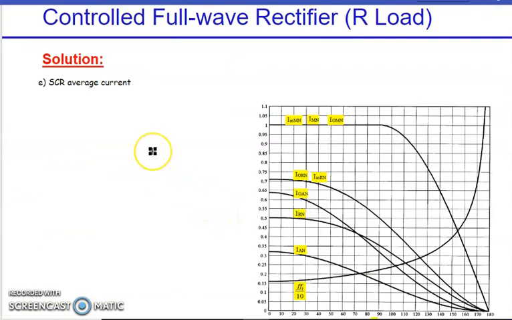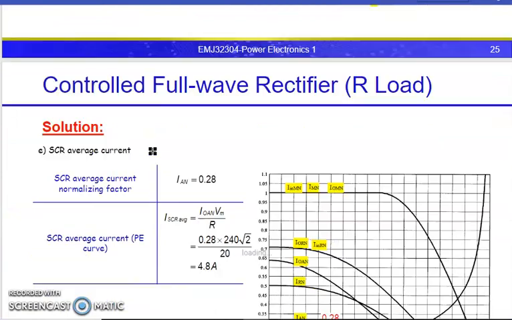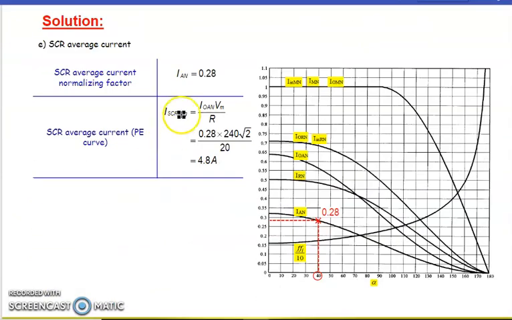Okay, in terms of the SCR, how much current flows into the thyristor at 40 degrees, average value? You can see that I average is 0.28 at this point. So I average in the thyristor equals 0.28, which we found in the graph, times the peak current V_m over R, so we get 4.8 amperes.